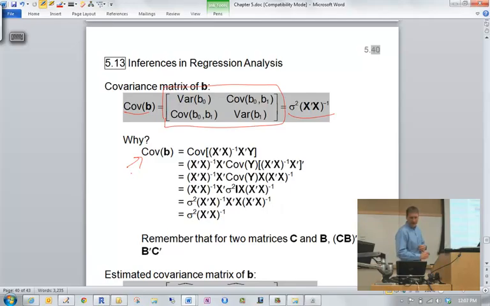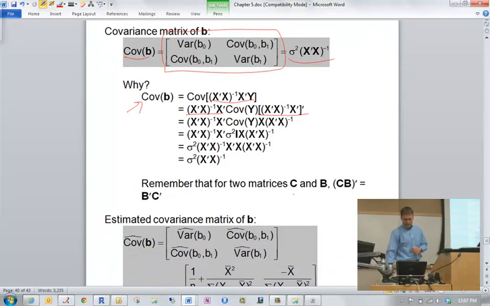Well, why is the matrix this? Let's go through a little proof. The covariance of b, in other words, the covariance of (X'X)^-1 X'y. Again, the x's are constants. I can factor those out of that covariance. So I get (X'X)^-1 X' times the covariance of y, times X (X'X)^-1, and then that thing has to be transposed.